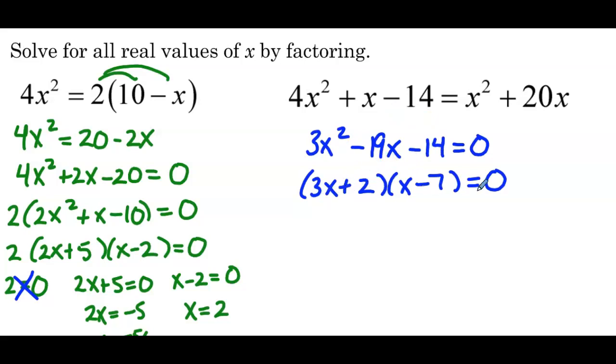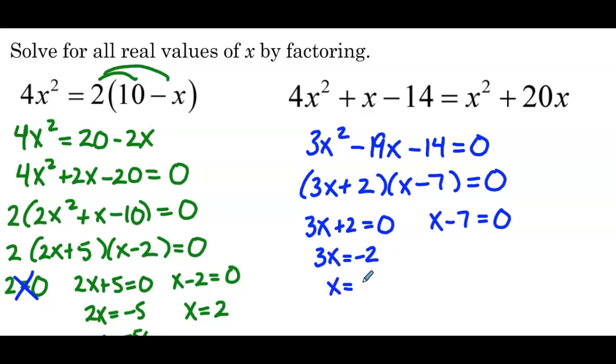Now we have the product of two factors equal to 0. So that means either 3x plus 2 equals 0 or x minus 7 equals 0. So solving our first factor, we have 3x equals negative 2. Divide by 3, x equals negative 2/3. And our next factor, x equals 7. So our solution set is negative 2/3 or positive 7. Perfect.